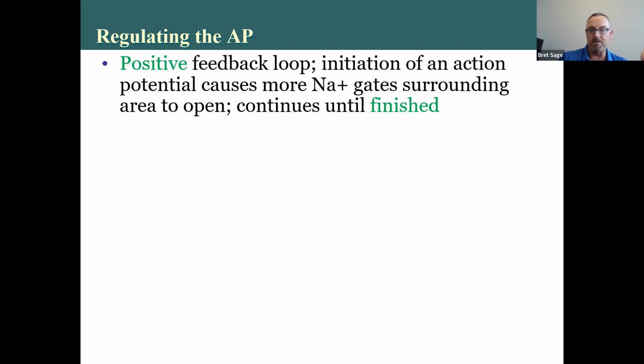So the action potential is going to spread very much like a wildfire or a brush fire, because what's happening here is going to trigger what's happening right next to it. And it goes until it's completely finished. Now, I mentioned refractory period.